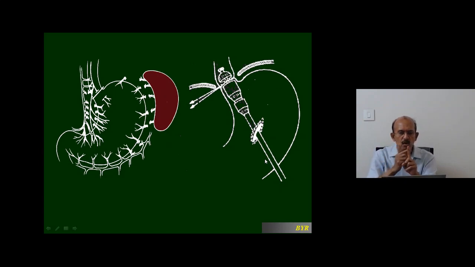But because there is a row of staples all around, the vascular flow from the stomach to the esophagus will be stopped. Hope I am clear.